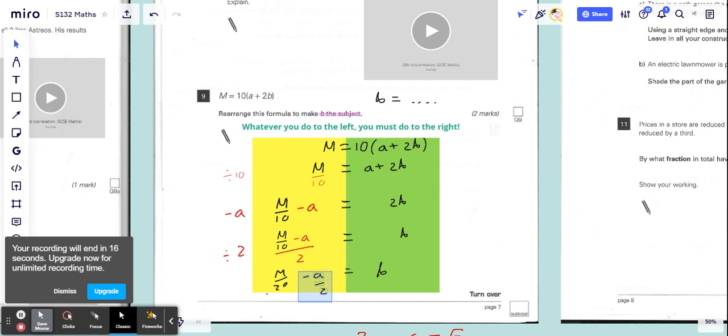Okay, so that's not the only way it could be written, but that is a perfectly fine way of doing it. So M over 20 minus A over 2 is equal to B. Okay.